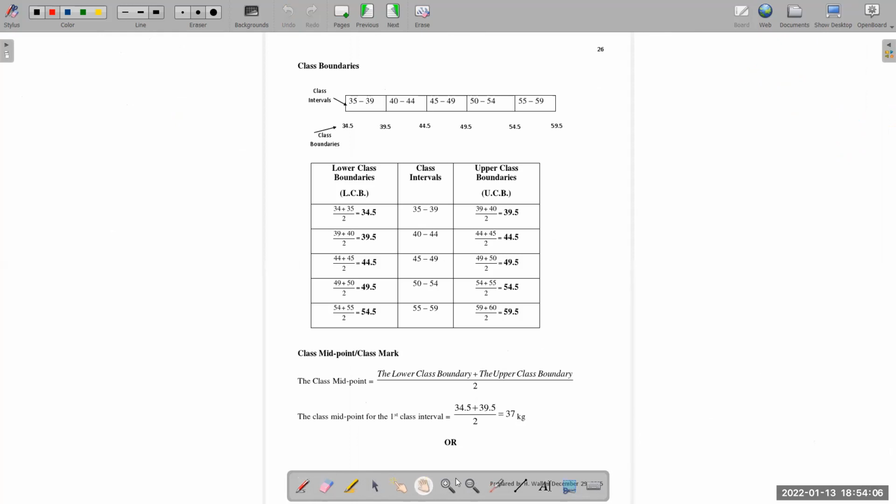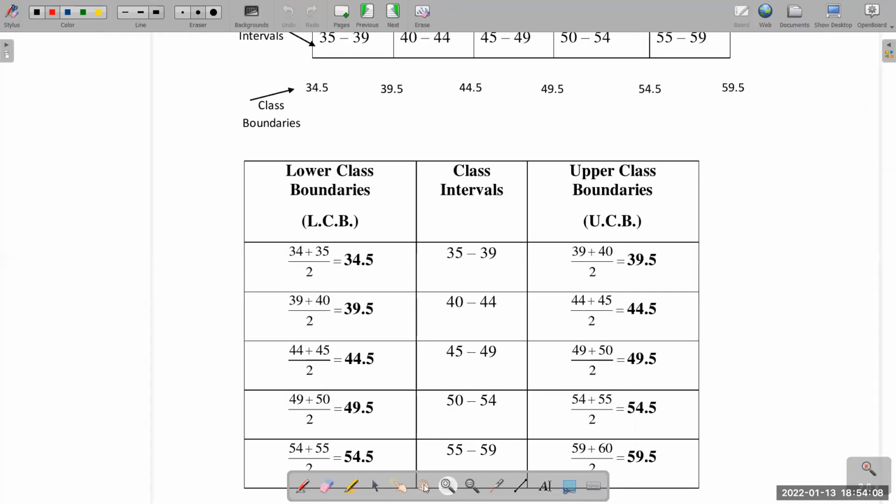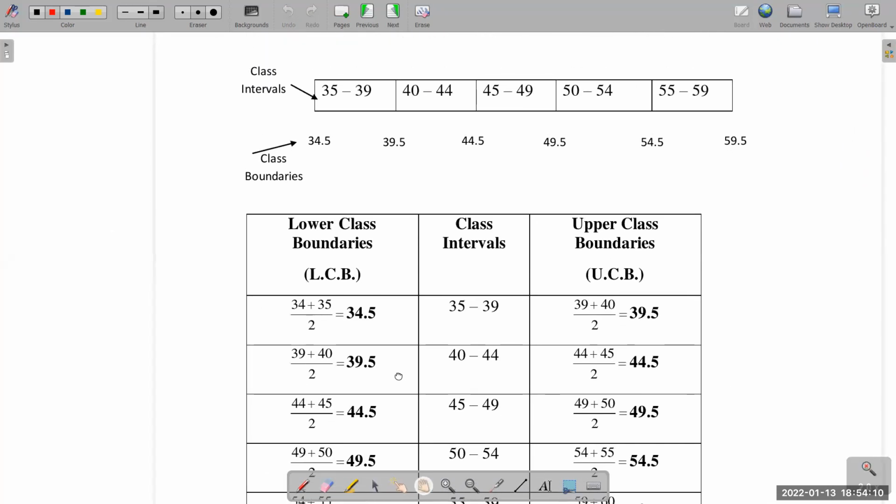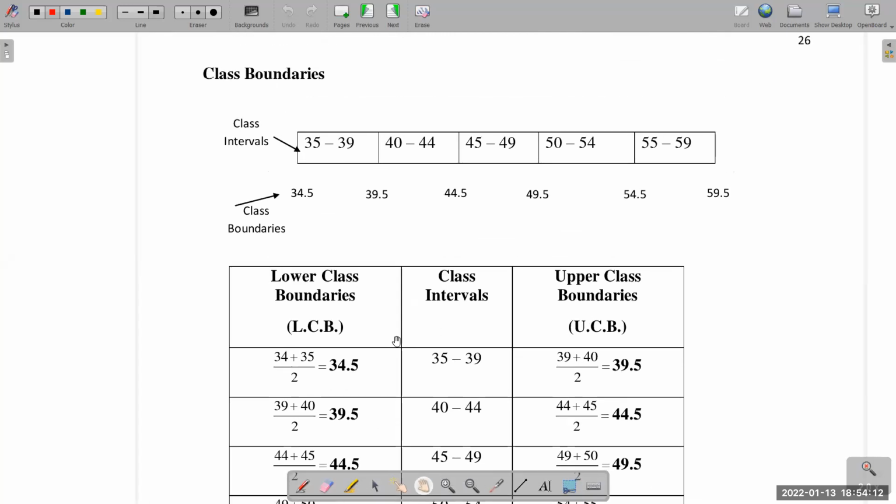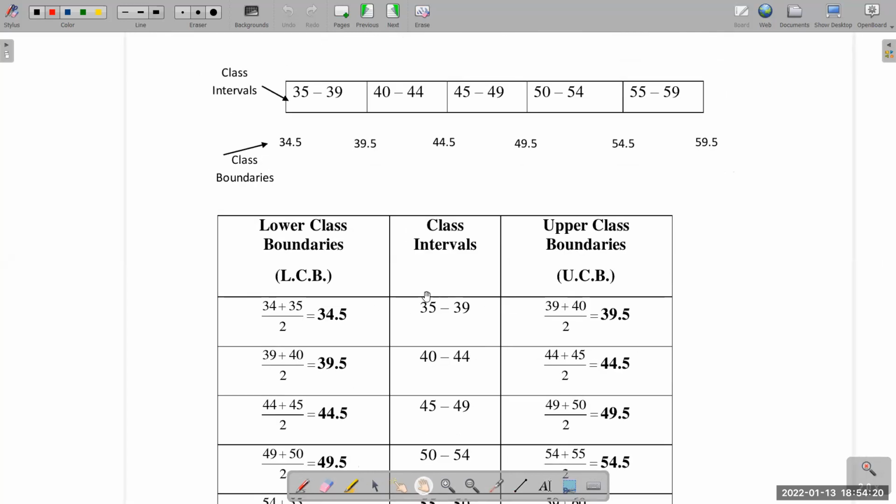This is the thing about boundaries. It gets a little bit tricky. You've got two ways that you can learn it, the hard way and the easier way. I'm going to teach you the easier way because guess what? You could calculate it, or you could just estimate it.